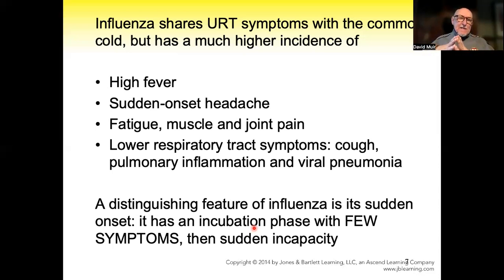The other thing about it is influenza can be extremely damaging to the mucous membranes of both the upper respiratory tract and the lower respiratory tract. And it predisposes to severe bacterial infections.